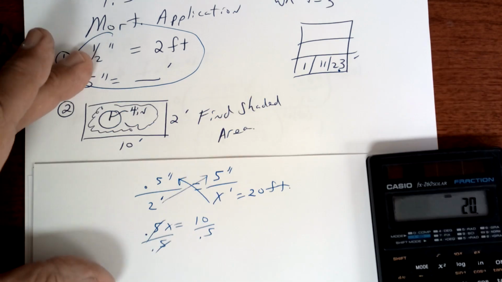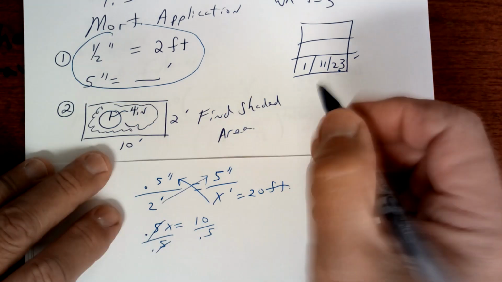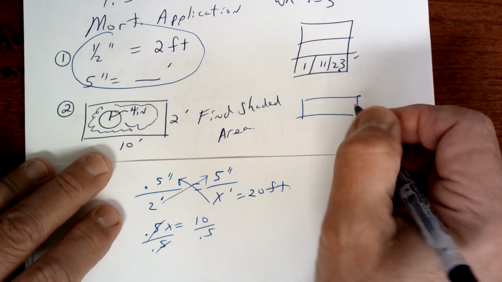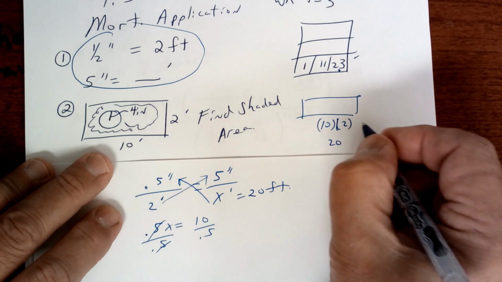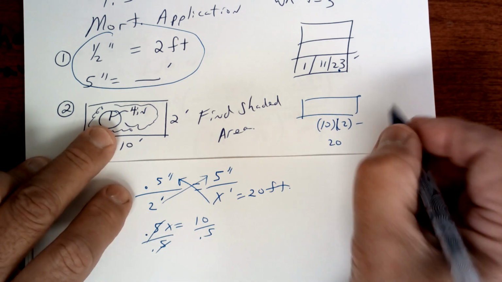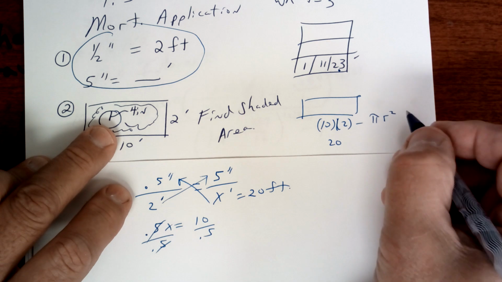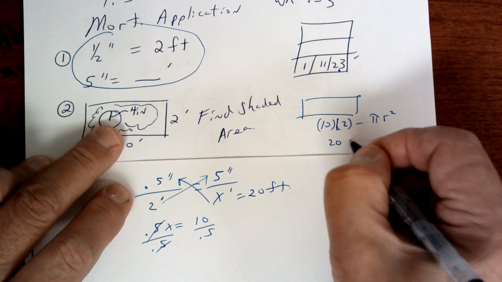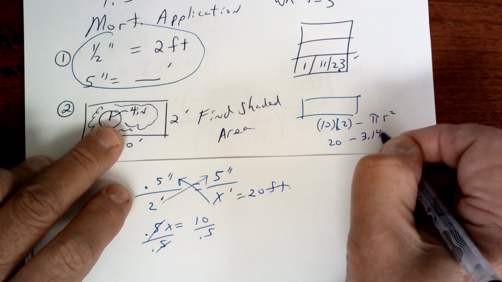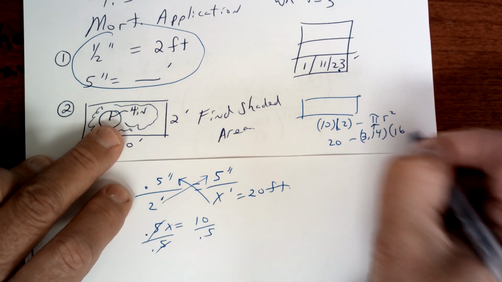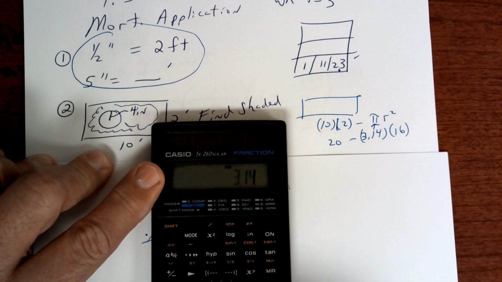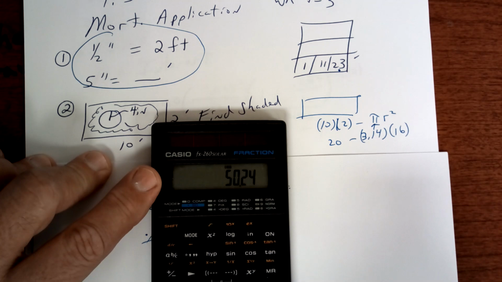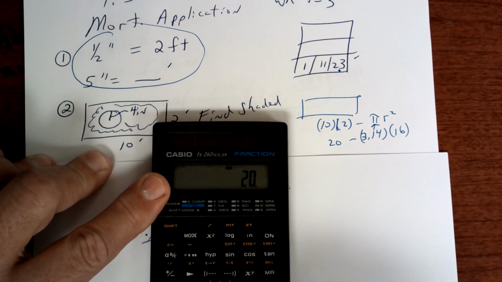Next one here, well, the area of the rectangle is length times width, so it's 10 times 2, which is 20, minus the area of the circle, which is pi radius squared. So the radius is 4. 4 times 4 is 16, so it's 3.14, which is pi, times 16. So if you do that, I get that, and minus 20. That's actually going to give me a negative.